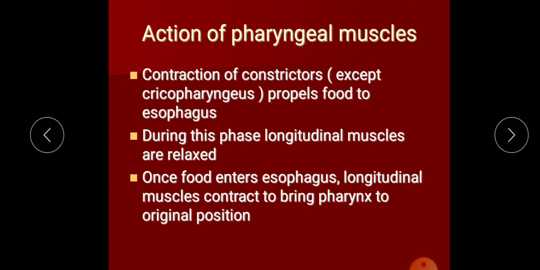Okay. What is the action? First you find the contraction of the constrictors except cricopharyngeus, and then what happens? The food now reaches from the pharynx, it is proceeding on towards the esophagus. So when these constrictors are contracting, you find a relaxation of the longitudinal muscles, and once this bolus of food has reached the esophagus, then you find the longitudinal muscles are contracting so as to bring the pharynx towards the original position.